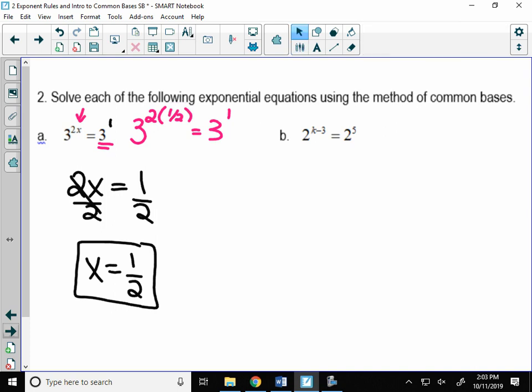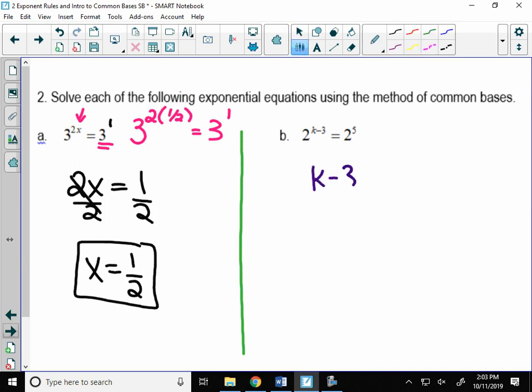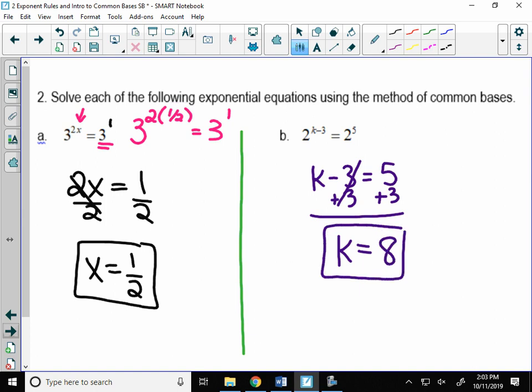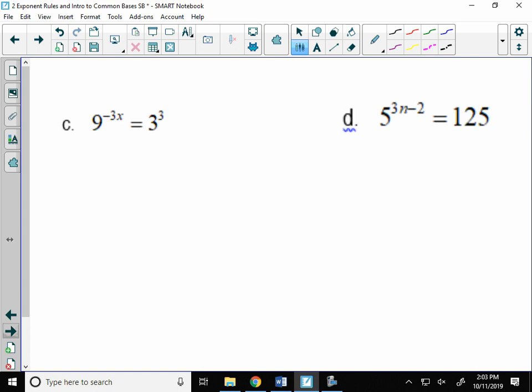B is also pretty easy because they also both have a base of 2. So all you have to do, because the base is 2, is set the exponents equal to each other, add the 3, and I get an answer of k equals 8. All right, so those two are pretty simple because they had the same base.